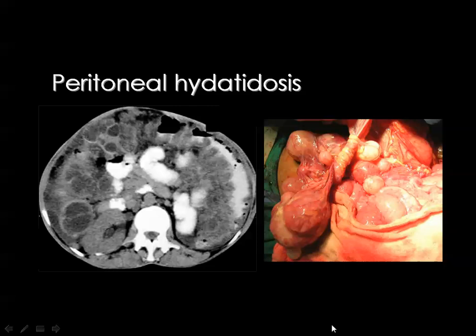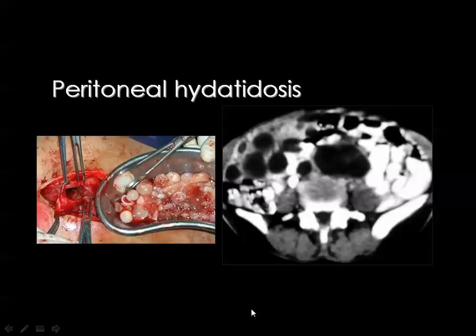And of course this is a surgical indication for removal of these hydatid cysts from the peritoneal cavity. And this is also a case of peritoneal echinococcoses, and you can see the surgical removal of too many hydatid cysts from the peritoneal cavity, and these are the lesions scattered within the peritoneal cavity.